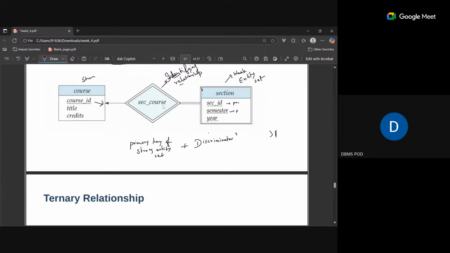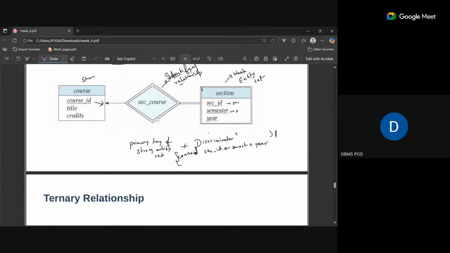In order to uniquely identify any one of these, you need section ID plus semester plus year, plus course ID. This is what a weak entity set uses to identify uniquely, as we have seen in the first one. So that was the doubt so many of you had.